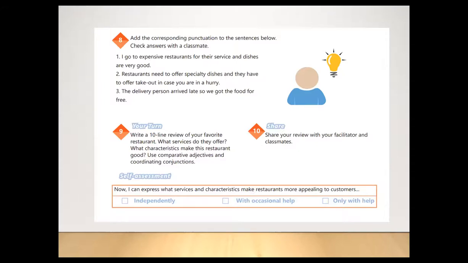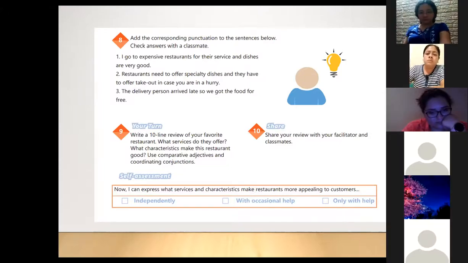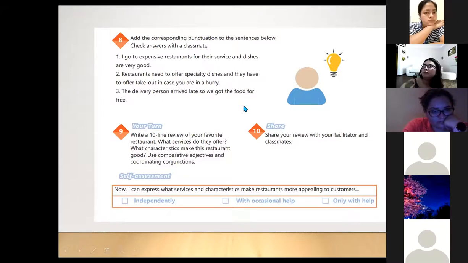You can use the reactions for the participants. Number three is for Merlin. Can you hear me? Yes? Okay, perfect. Please, number three, just read number three. Okay, the delivery person arrived late, so we got the food for free.